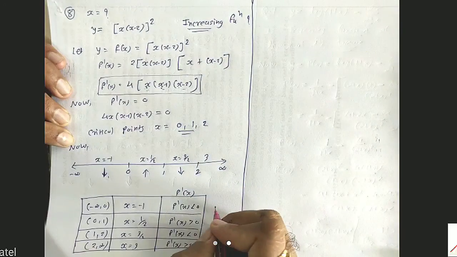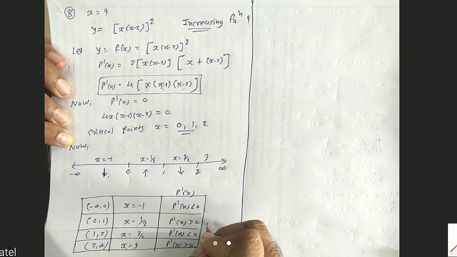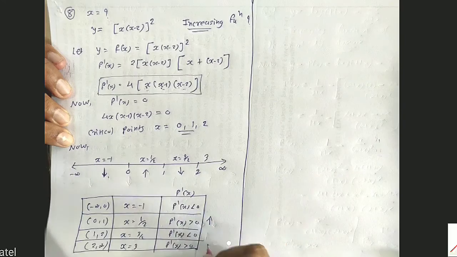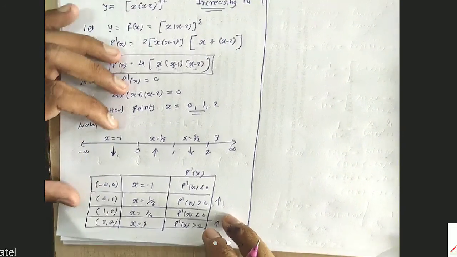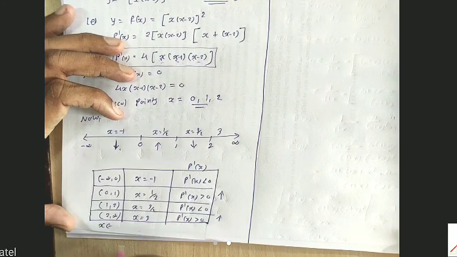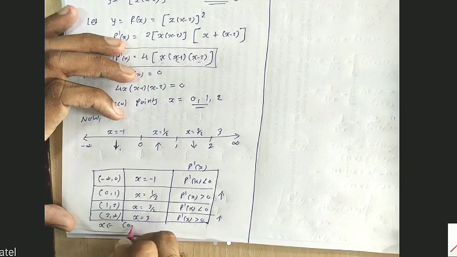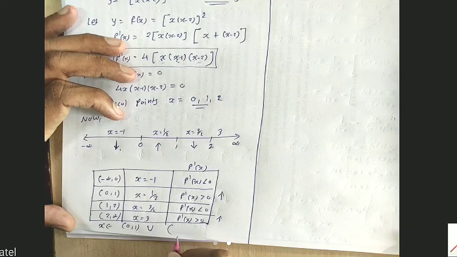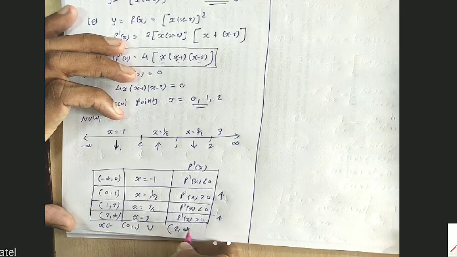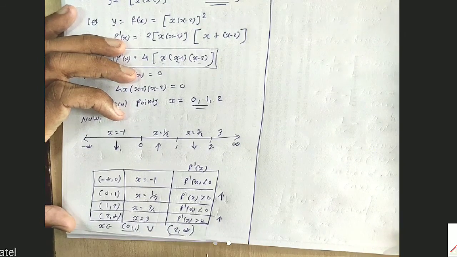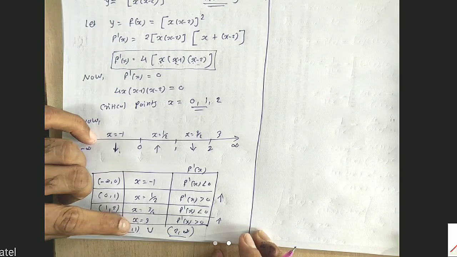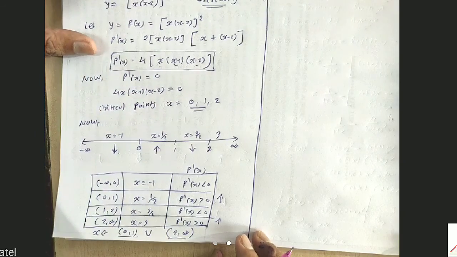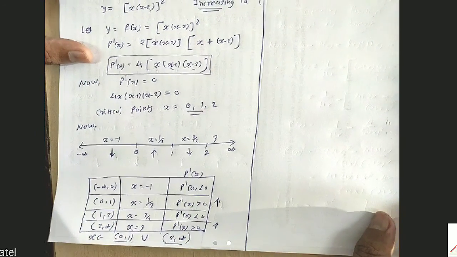What you have to find? Function is increasing function for which two intervals? This one and this one. So you have to write the union of these two sets. So you have to write for x belongs to 0 to 1 union 2 to infinite, our function is increasing function. Clear?